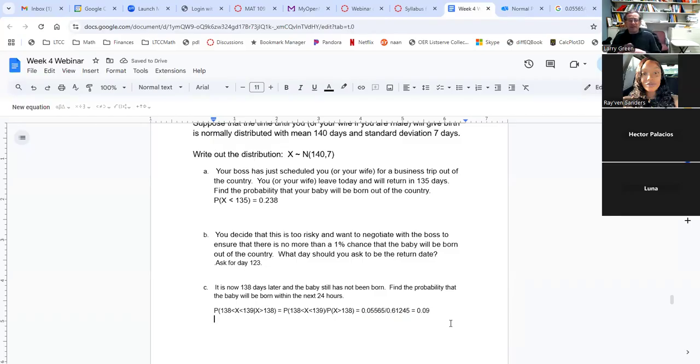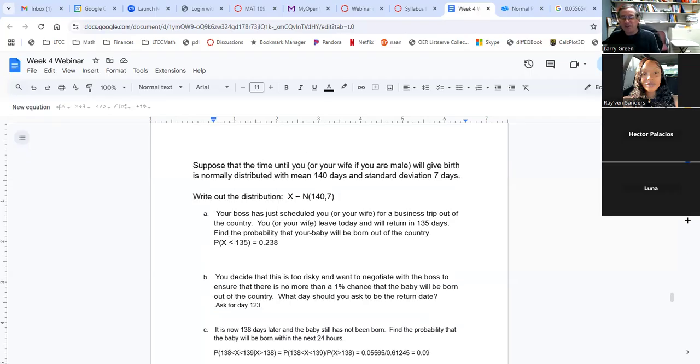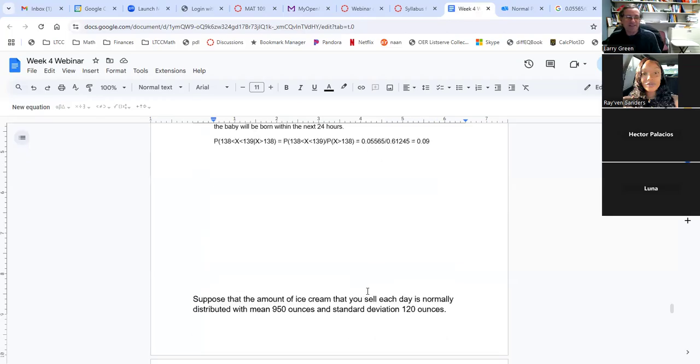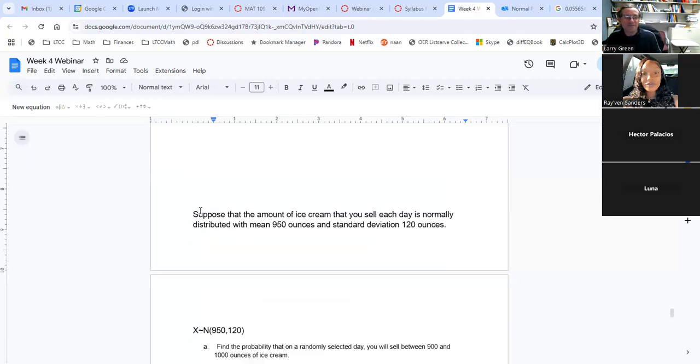Any questions at all on this example? Okay, and this stuff happens a lot. There are so many applications. This is just one fun example, but you can't even imagine how many applications there are to this. One of the things is the normal distribution. You just have to trust me that a lot of things follow the normal distribution, including giving birth, which is interesting. Okay, here's the next one.